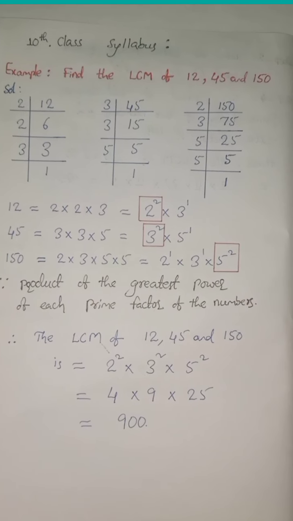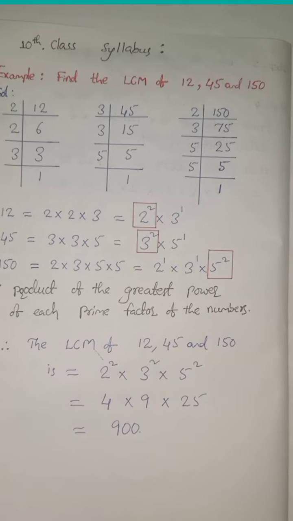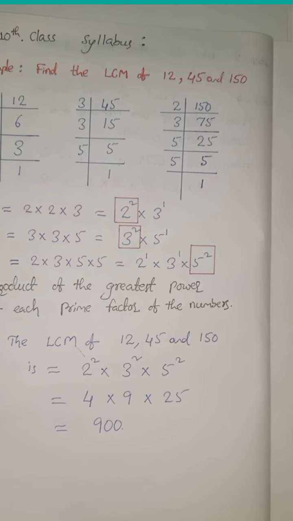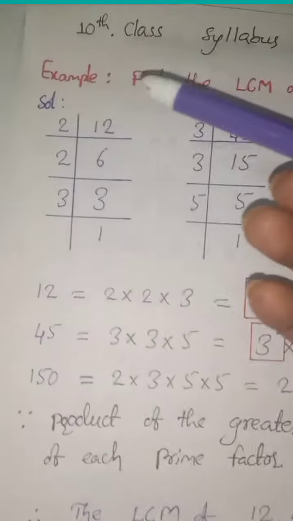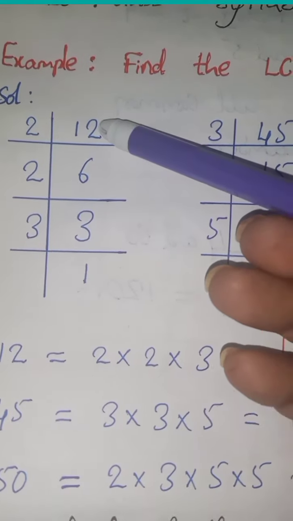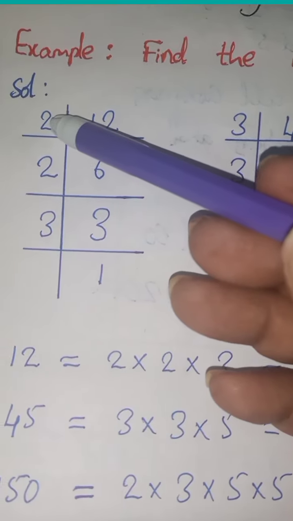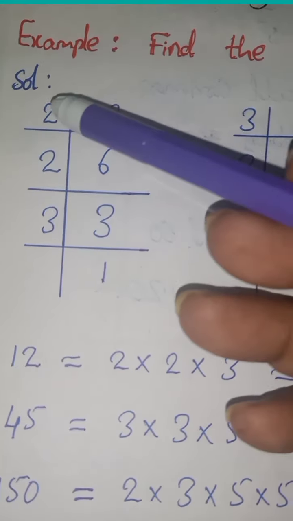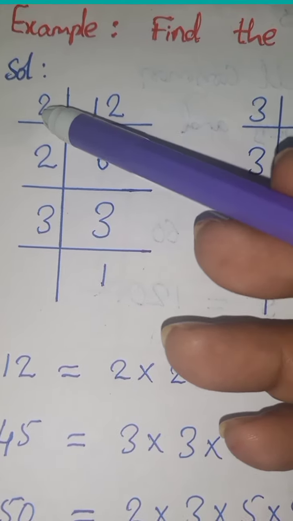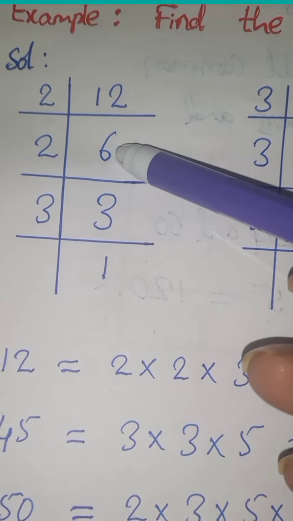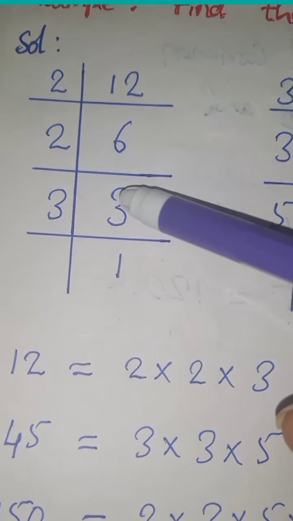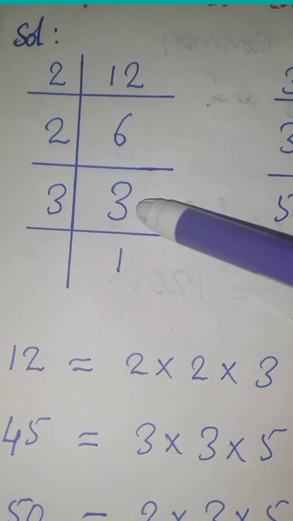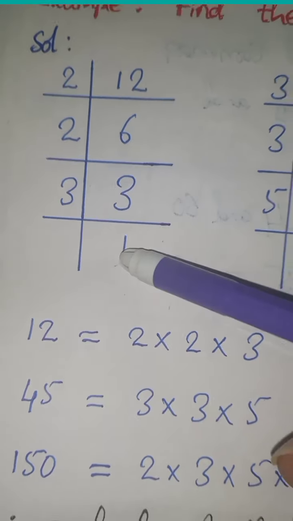Class syllabus, one of the examples. Find the LCM of 12, 45 and 150 by the factorization method. First take 12. 12 is divided by 2, the first prime number, to get 6. 6 divided by 2 gives 3. The second prime number is 3. 3 divided by 3 gives 1.